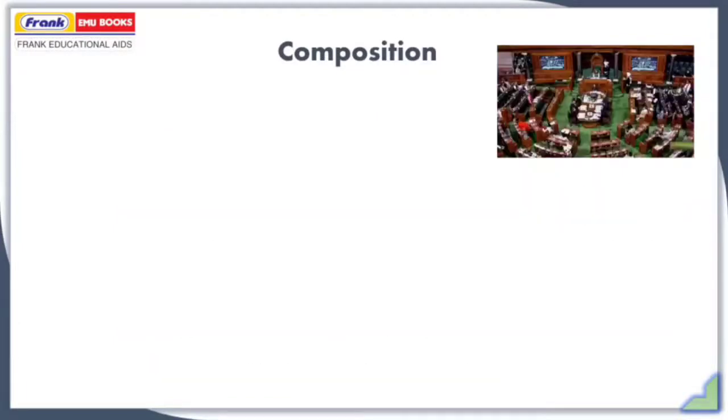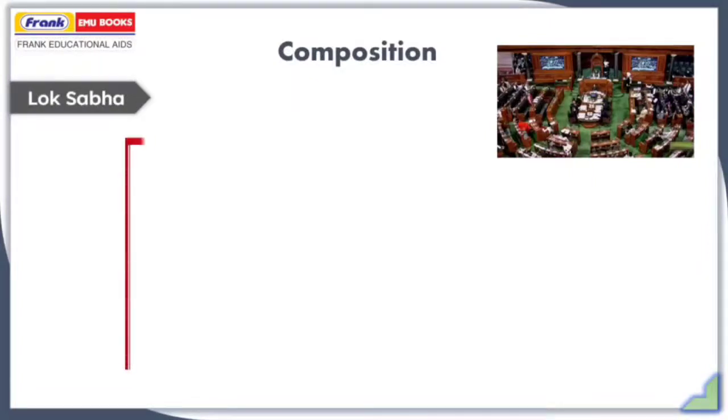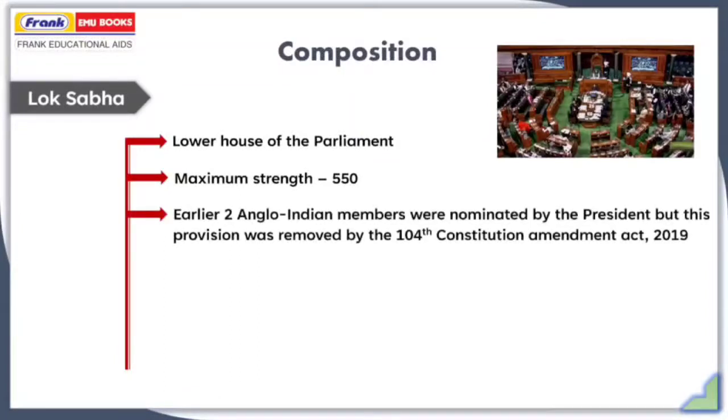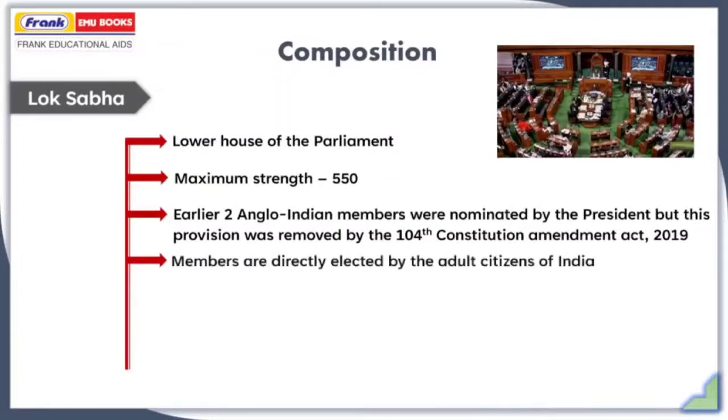Now come to the Lok Sabha. Lok Sabha is also known as the lower house of the parliament. It has a maximum strength of 550. Earlier, two Anglo-Indian members were also nominated by the President, but this provision was removed by the 104th Constitutional Amendment Act 2019. And the members are directly elected by the adult citizens of India.